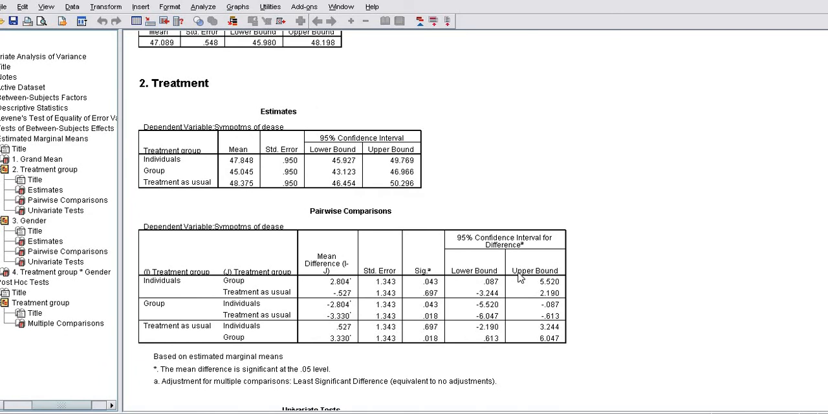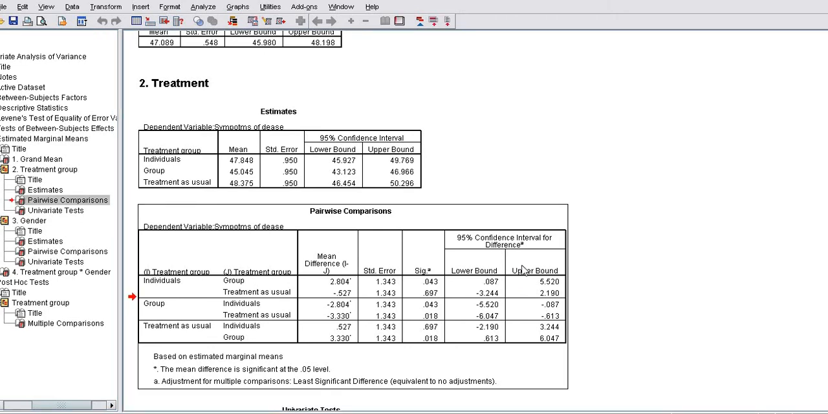Pairwise comparisons of groups. Individuals with group is 0.043, less than 0.05. The p-value is less than 0.05, so there is a significant difference between individuals and group, and a non-significant difference between individual treatment and treatment as usual. There is a significant difference between group and treatment as usual, because the p-value here is also less than 0.05.